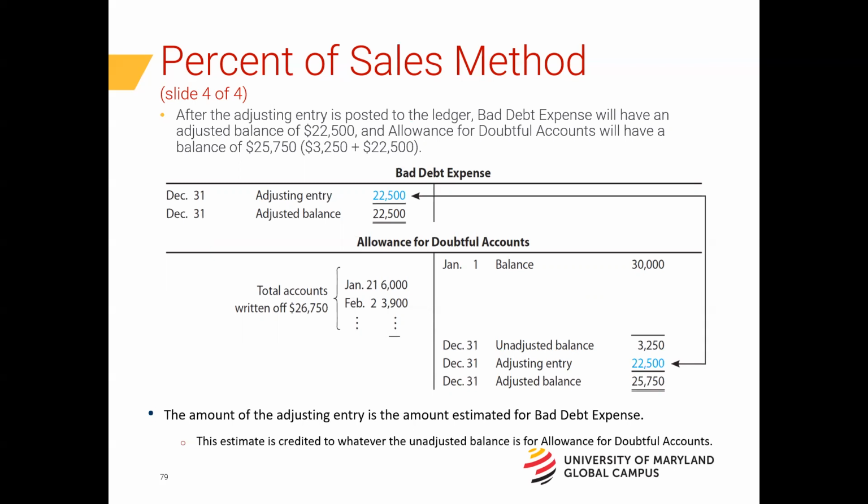Some things happened throughout the year after we made that adjusting entry. Allowance for doubtful accounts ends up having 25,750 because we were unable to collect an additional 3,250 throughout the year. Ooh, man, that's not good when that happens, right?